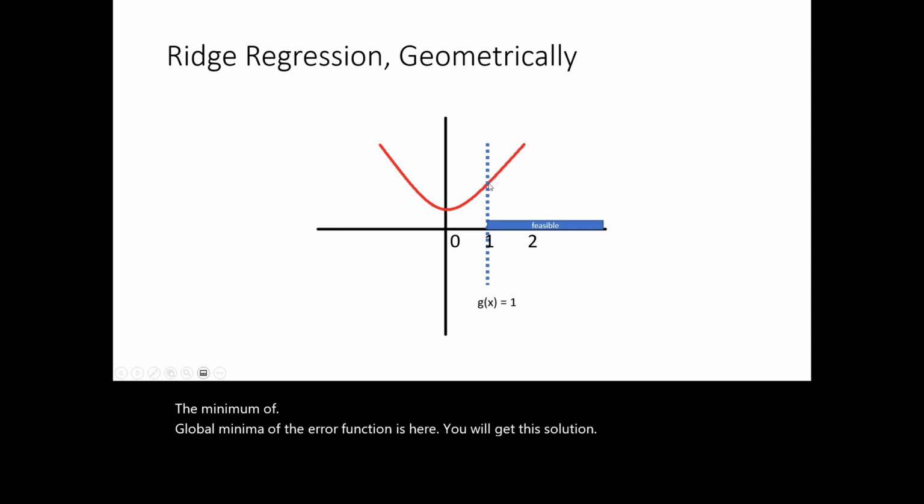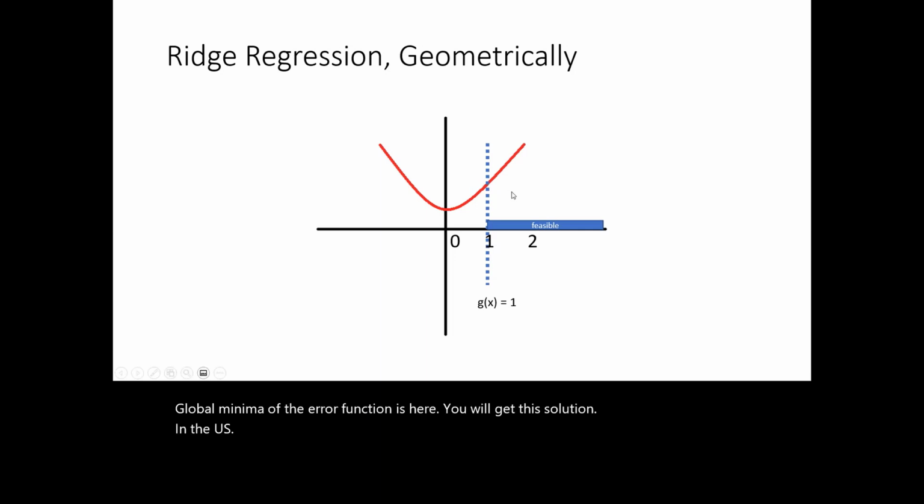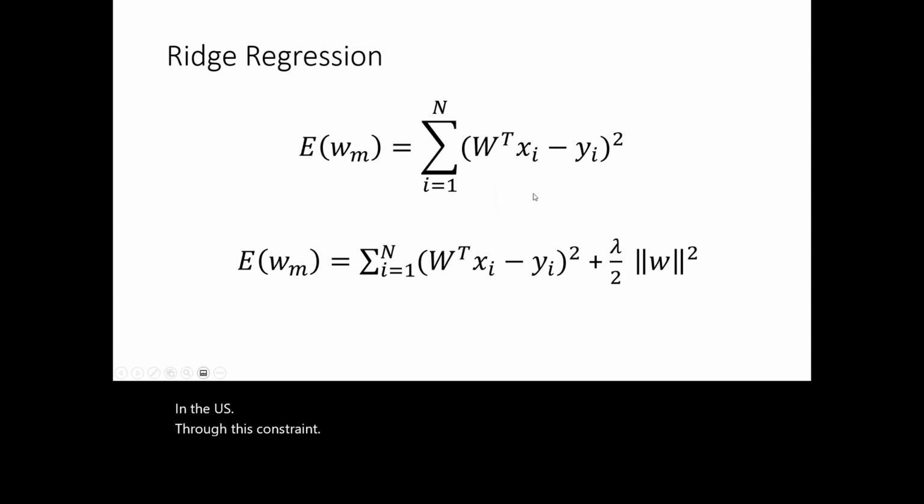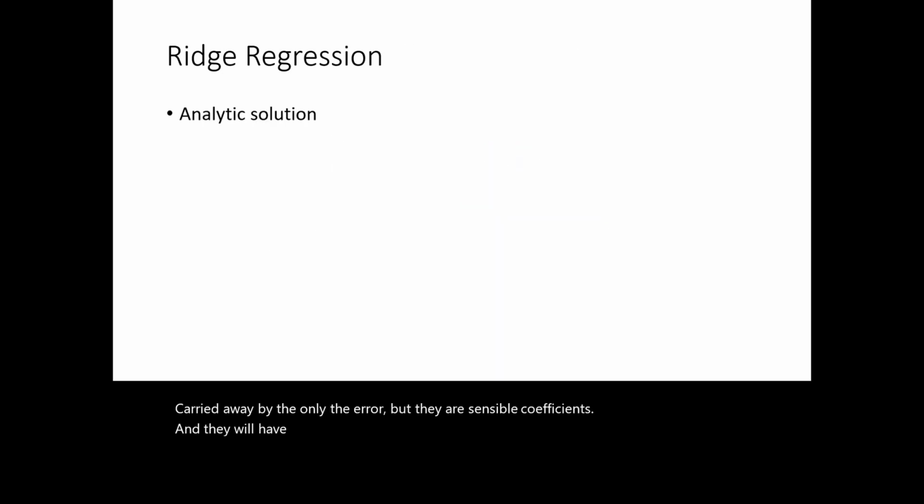solution. And thus, through this constraint, through this regularization of the error function, you will make sure that your regression coefficients don't get carried away by only the error, but they are sensible coefficients. They will have smaller standard error.